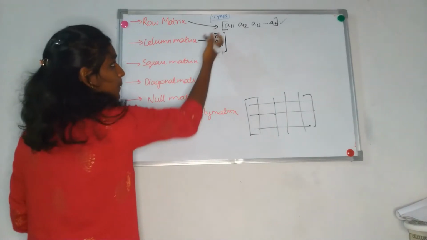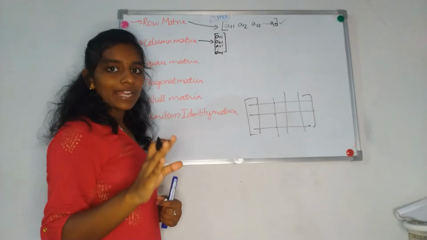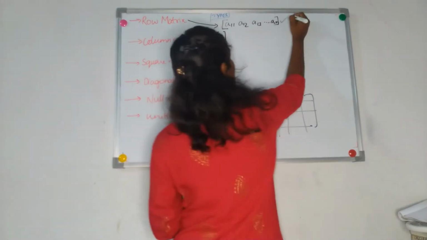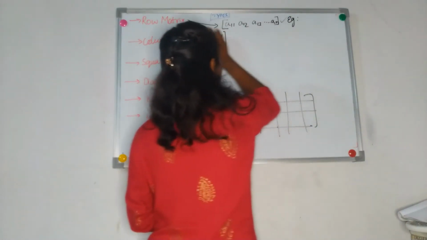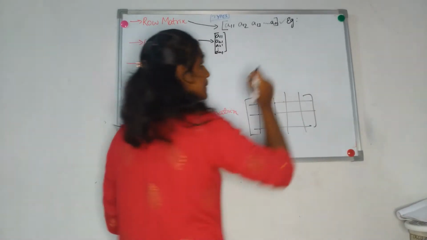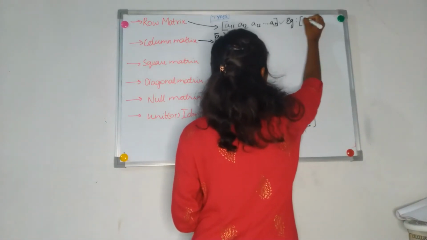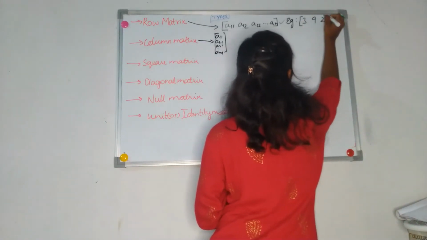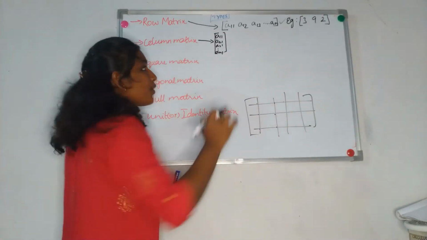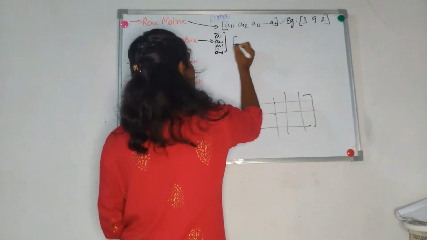So that is a column matrix. You may have any number of rows. So for a row matrix, let me give you an example, and that would be 3, 9, 2, something. So that is a row matrix. Now let me give you an example of a column matrix.